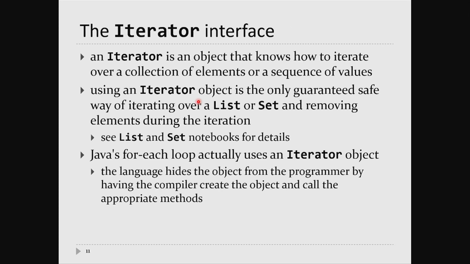So first of all, remember what an iterator is. An iterator is an object that knows how to iterate over a collection of elements or a sequence of values. A list iterator is going to be an element that knows how to start. Normally you'd start at the beginning of the list, and it knows how to visit each element in the list.